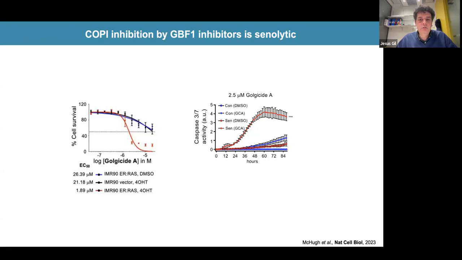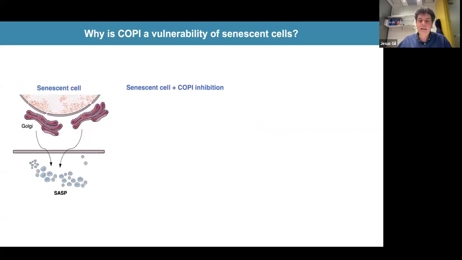And just to complete the picture, this is what I was showing you before. This is Golgicide A, the drug that inhibits GBF1 and inhibits COPI vesicle formation. It's also senolytic, so it kills the senescent cells in red here over the non-senescent cells in black or blue. And it does so by inducing apoptosis. This is a caspase-3 assay, and we can see that Golgicide A induces caspase activity selectively in the senescent cells. So how does this work mechanistically?